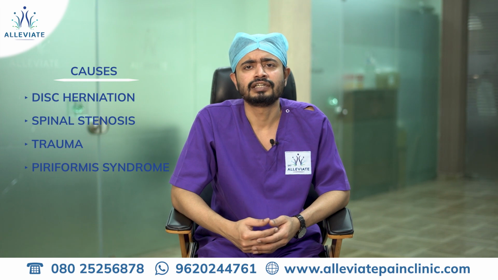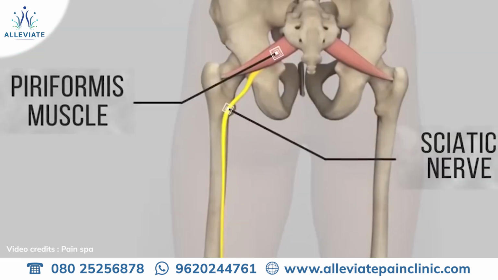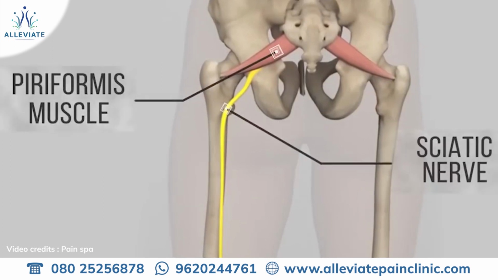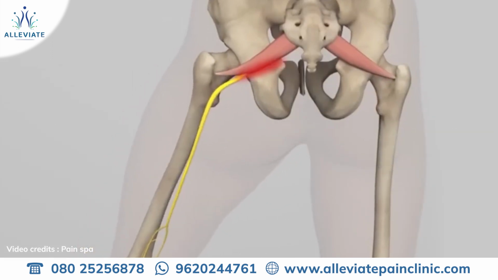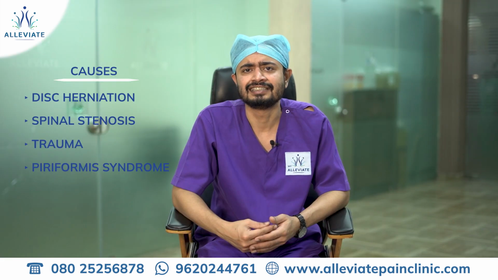Piriformis syndrome. Now, the piriformis muscle is a muscle located in the buttock area, and sometimes due to spasm or irritation of the piriformis muscle, the sciatic nerve which courses through it can also get irritated, leading to symptoms of sciatica.